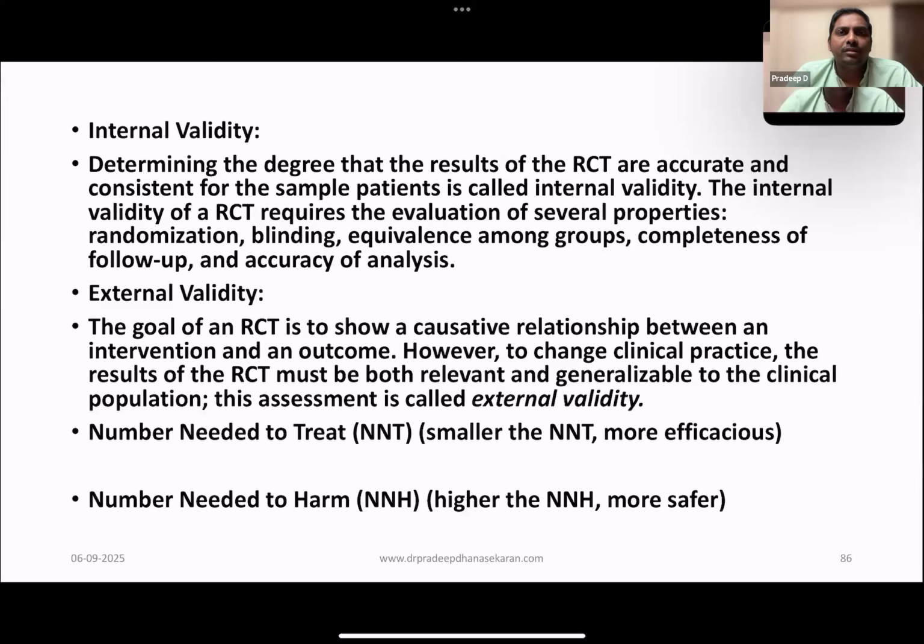To achieve an absolute survival of 6% in the real world scenario, the numbers needed to treat, if it is less, the intervention is agreed. The numbers needed to harm, if it is high, the intervention is safe. That is what the external validity is about. That means you are taking the exact clinical outcome and you are applying it to the real life scenario. You just rehearse the example which I have given.